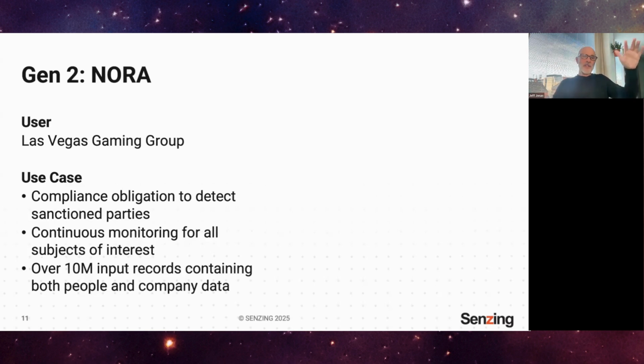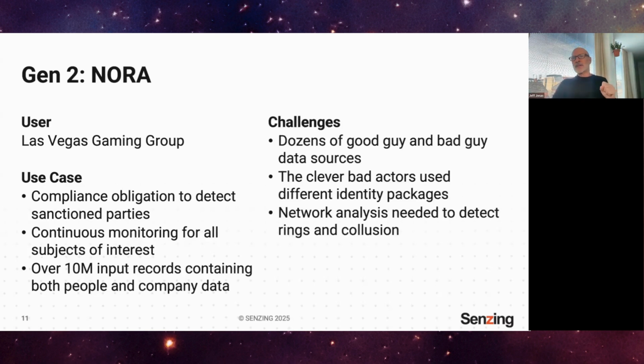So there's like 10 million records. It's got people data and company data, dozens of good guy and bad guy data sets, the clever bad actors. Here you find out people are using 6 different names, 5 different social security numbers, 3 different dates of birth. It turns out in entity resolution, everything's an array. And then you have to see the graph. You have to see who's related to who. You want to find out if the dealer shares an address with somebody that's affiliated with persona non grata.